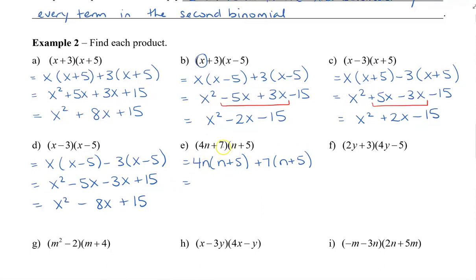So expanding, 4n times n is 4n squared. 4n times 5 is 20n. And then we have plus 7n. And then 7 times 5 is plus 35. And again, join your two middle terms. We get 4n squared plus 27n, and then plus 35.